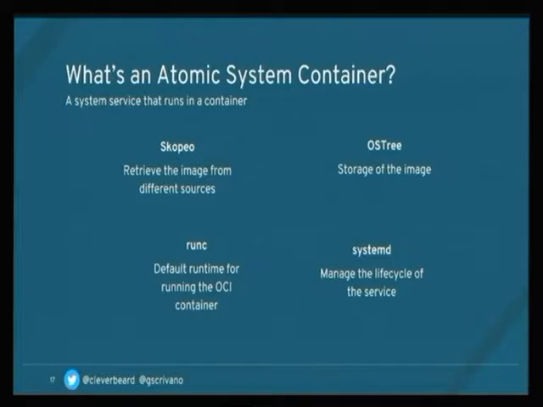So let's start introducing a bit the concept behind system container. An atomic system container is our way of running system services inside of a container using a set of already existing technologies. For example, we use Skopeo for interacting with the registry and to pull the images. We use OSTree for the storage of the images. OSTree is the same technology used for Atomic to store the operating system images. And then we delegated directly to runC to run the container, and the life cycle of the service is managed through systemd, like any other service on the system.